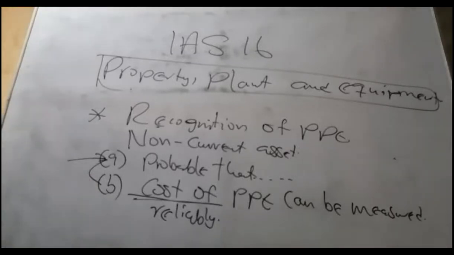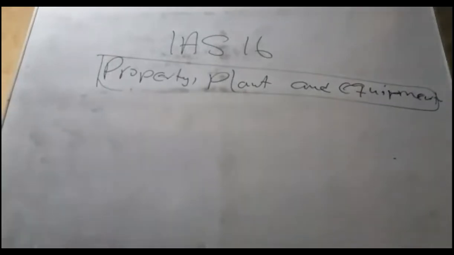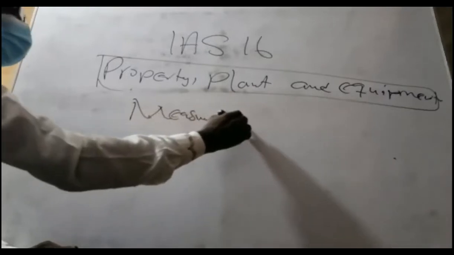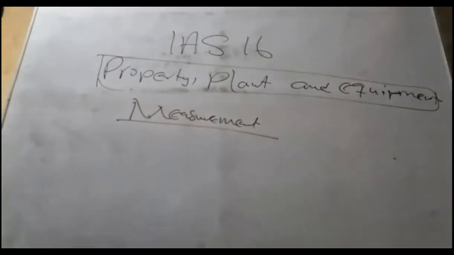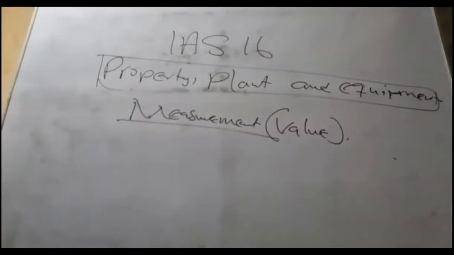Now let's go to the measurement, and then we are done with IAS 16. Now the issue has to do with the measurement, not the recognition, because recognition is just two conditions. If you know them, that's all. Good. Measurement of what? PPE. Let's go to measurement. If you mention measurement in financial reporting, the nickname is value or valuation. Measurement, value: how you value the item. That's all. So how do you value PPE?